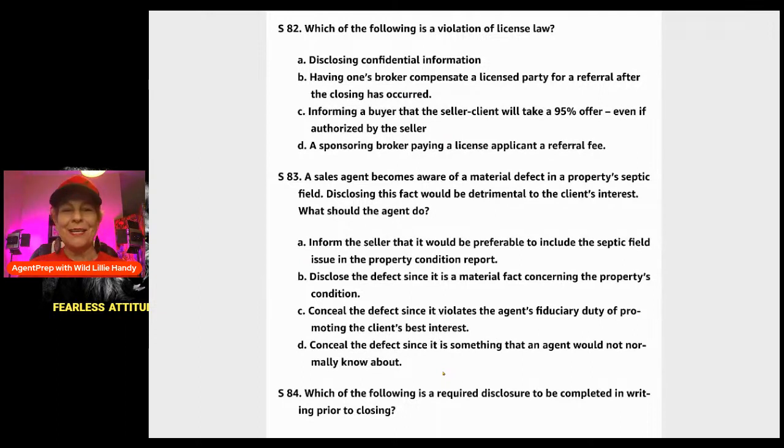All right, 83. A sales agent becomes aware of a material defect in the property's septic field. Disclosing this fact would be detrimental to the client's interest. What should the agent do? A, inform the seller that it would be preferable to include the septic field issue in the property condition report. B, disclose the defects since it's a material fact concerning the property's condition. Or C, conceal the defects since it violates the agent's fiduciary duty of promoting the client's best interest. Or D, conceal the defect since it is something that an agent would not normally know about.